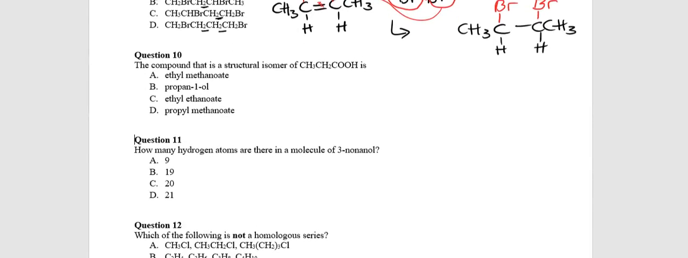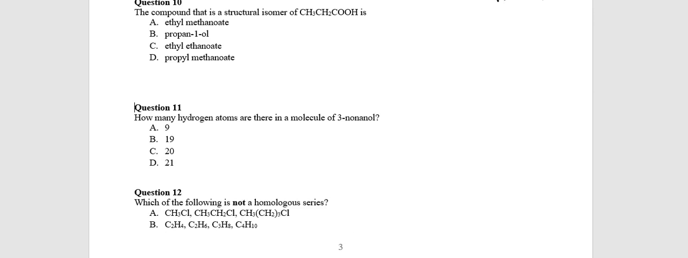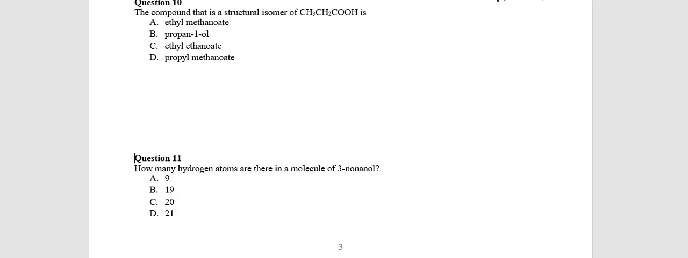The compound that is a structural isomer to this. I definitely need more room than this. Okay, that's good. We need to see structural isomers. Now, 2 things are structural isomers if they have the same molecular formula but different structure.